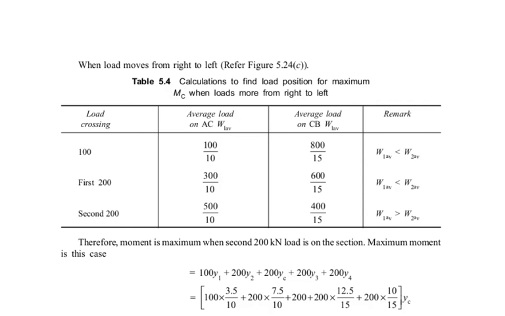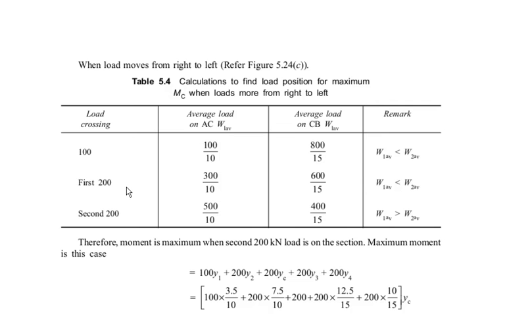So now the 100 kilonewton load is on the portion AC. So the average load on AC will be 100 by 10. Remaining all the loads are in the portion CB. So remaining all the loads are 200 plus 200 plus 200 plus 200, 800 divided by 15, the length of the portion CB. So here the remark is the average load on AC is less than the average load on CB.